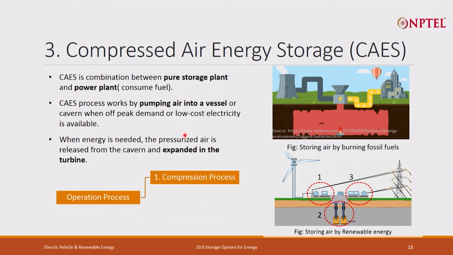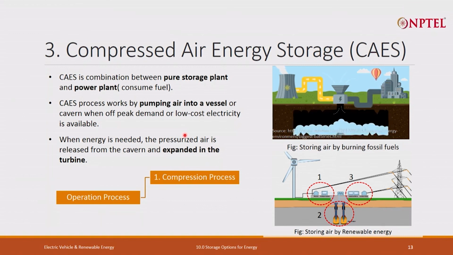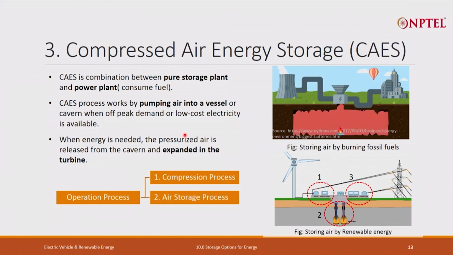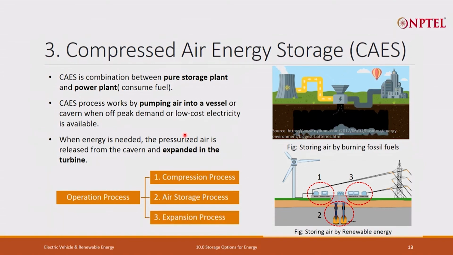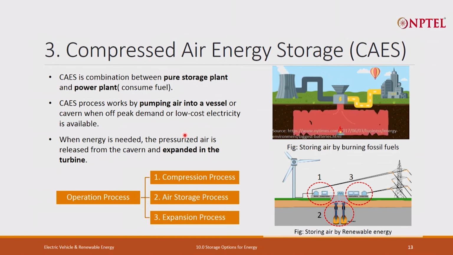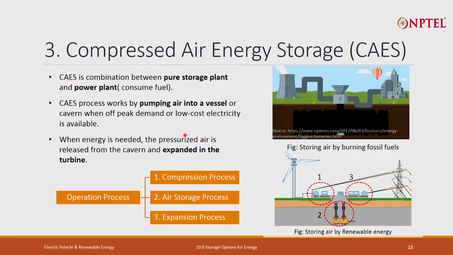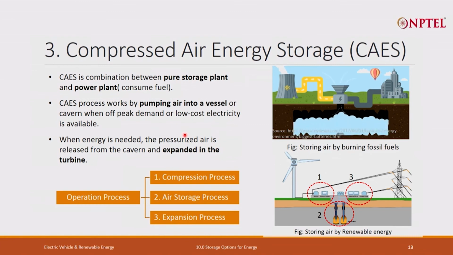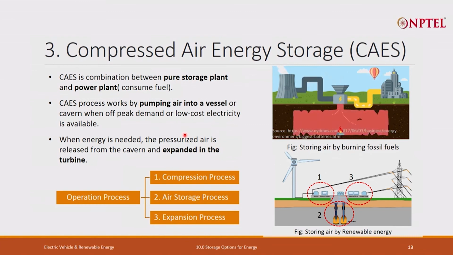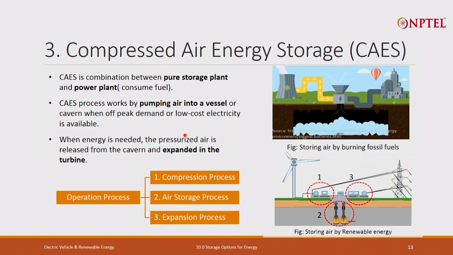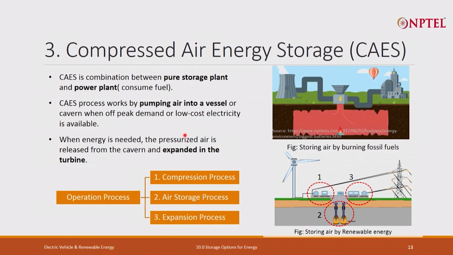How does it work? The first one is the compression process. Then you store the compressed air, and then the expansion process, where you take back the energy, converting the energy in that compressed air into electricity by the use of a turbine and a generator. The same turbine and generator can act as a motor and pump.